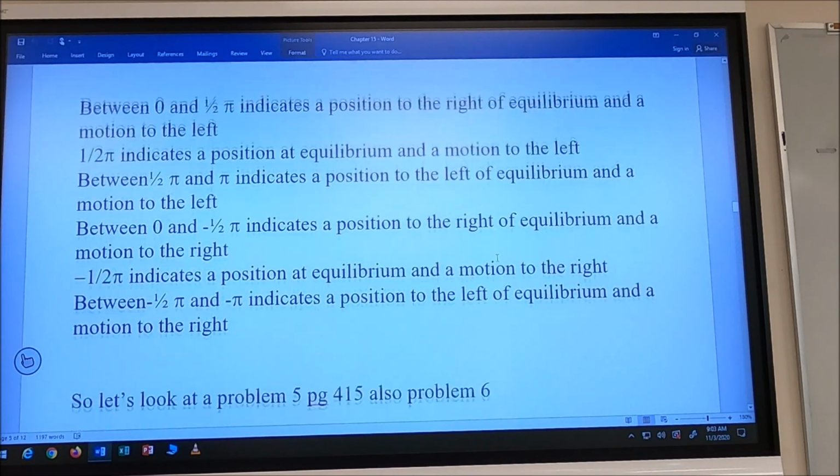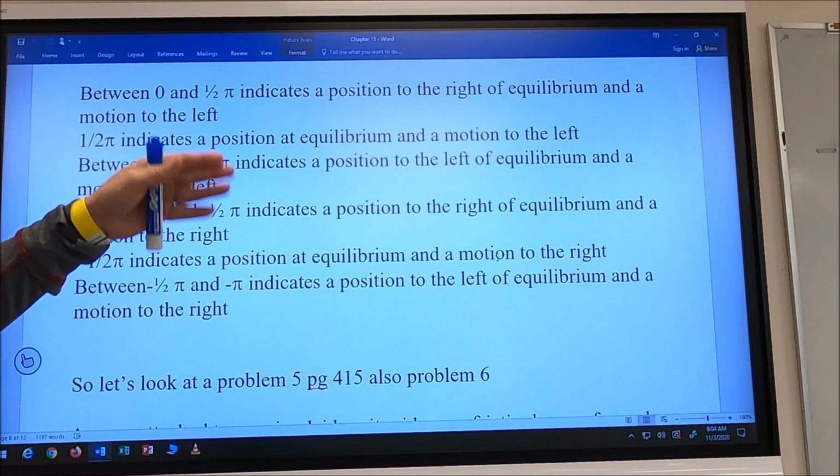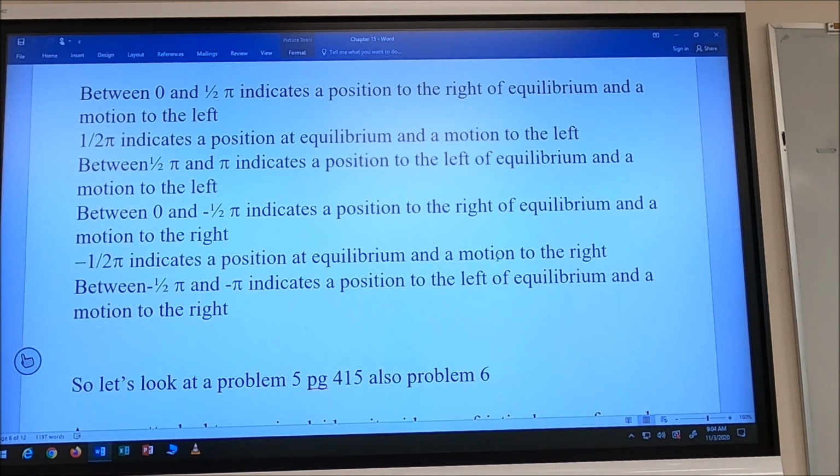Between 0 and plus 1/2 pi indicates a positive position to the right of the equilibrium and motion to the left. Plus 1/2 pi indicates that we're at the equilibrium position and moving to the left. Between plus 1/2 pi and pi indicates a position to the left of equilibrium moving to the left. 0 to minus 1/2 pi indicates a position to the right of the equilibrium moving right. Minus 1/2 pi, we're at equilibrium, but the motion is to the right. And between minus 1/2 pi and minus pi indicates a position to the left of equilibrium moving to the right.